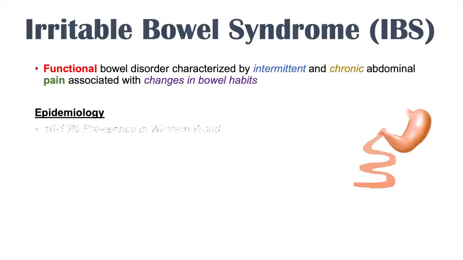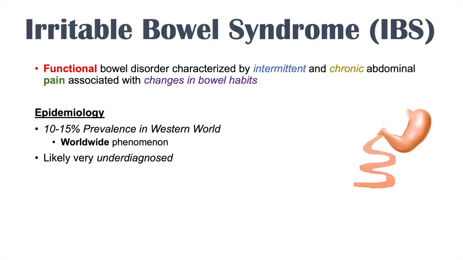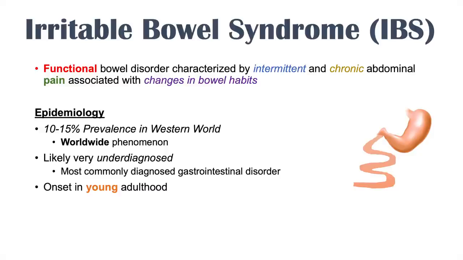The epidemiology of IBS is very significant. Approximately 10 to 15% of people in the Western world are estimated to be affected by IBS, but it is a worldwide phenomenon and it appears to be increasing in prevalence worldwide. It's likely very underdiagnosed. Many individuals that have IBS or that could be diagnosed officially with IBS do not present to a healthcare provider. And even though it's likely underdiagnosed, it's still the most commonly diagnosed gastrointestinal disorder. So it's a very significant problem. And IBS generally has an onset in young adulthood.